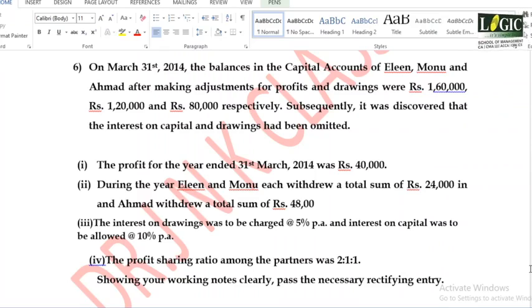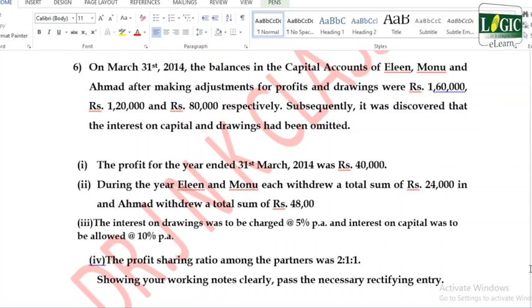The interest on drawings was to be charged at the rate of 5% per annum and interest on capital was to be allowed at 10% per annum. The profit sharing ratio among the partners was 2:1:1. Showing your working notes clearly, pass the necessary rectifying journal entry. See, just go through the question. There is a silent killer. We call it the silent killer.